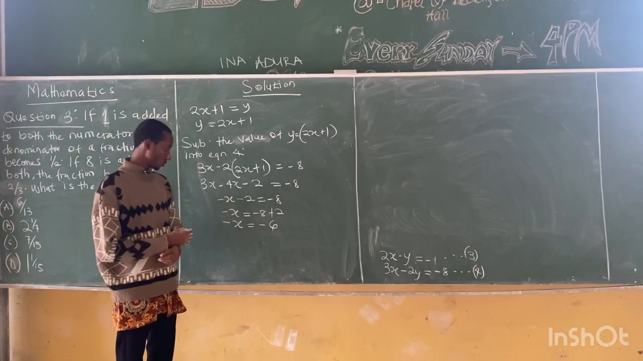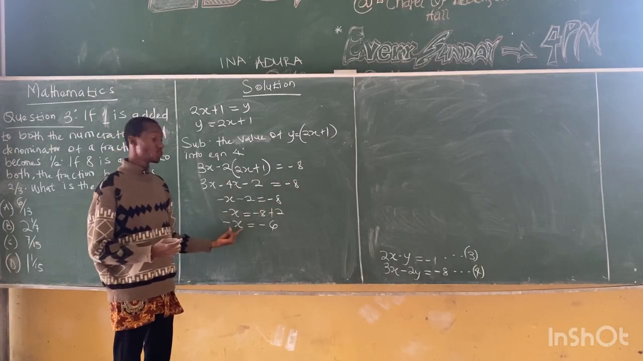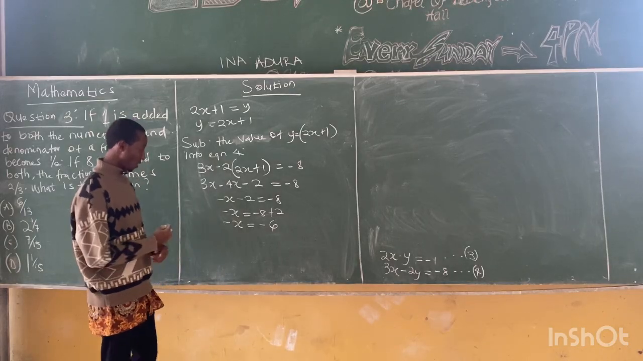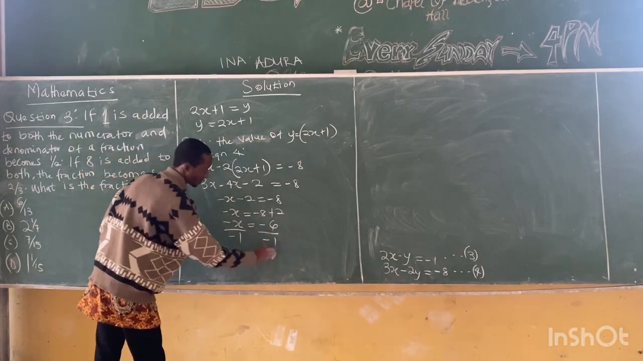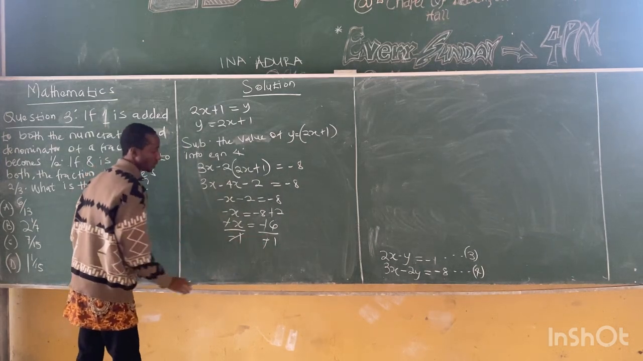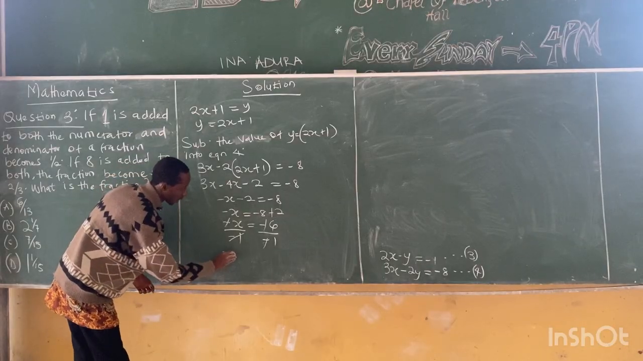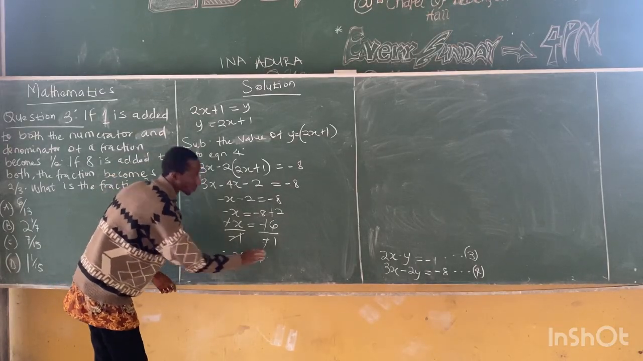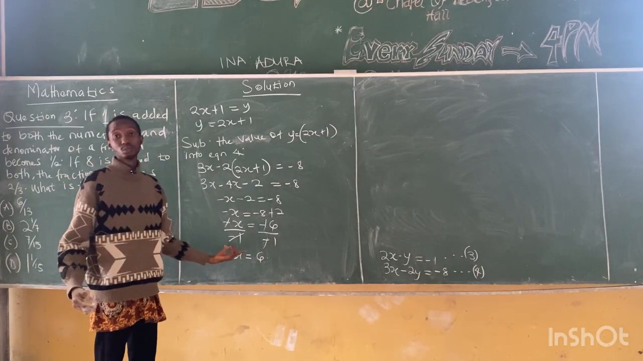So what do we do? We divide through by the coefficient of x here, which is minus 1. Dividing through by minus 1, this will take away this, and this will take away this. 6 divided by 1 is 6. Therefore, our x is equal to 6. We have gotten the value of x to be 6.